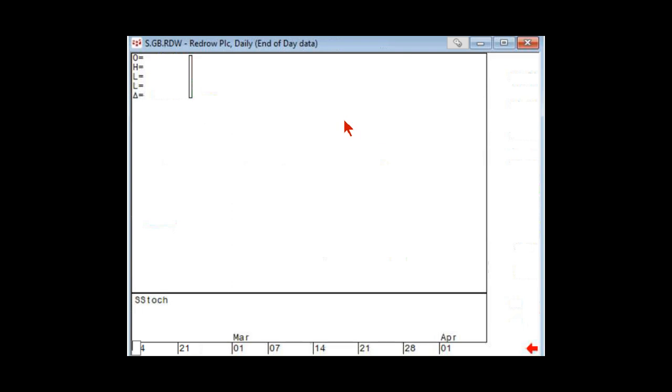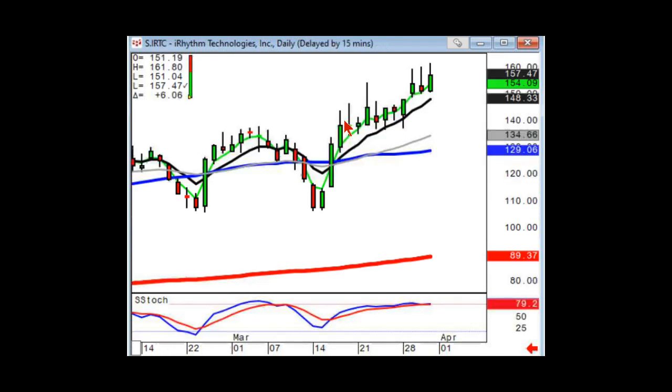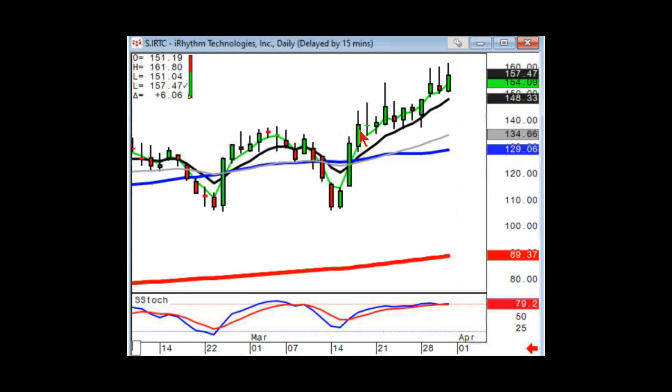Well, for crying out loud. Why aren't these working here? Well, RDW is working well. So this is when you see kind of a breakout move, big move, then you look for that 45 degree.